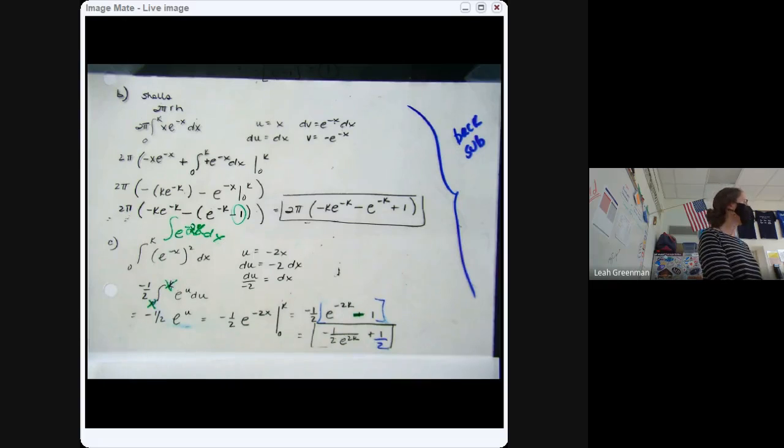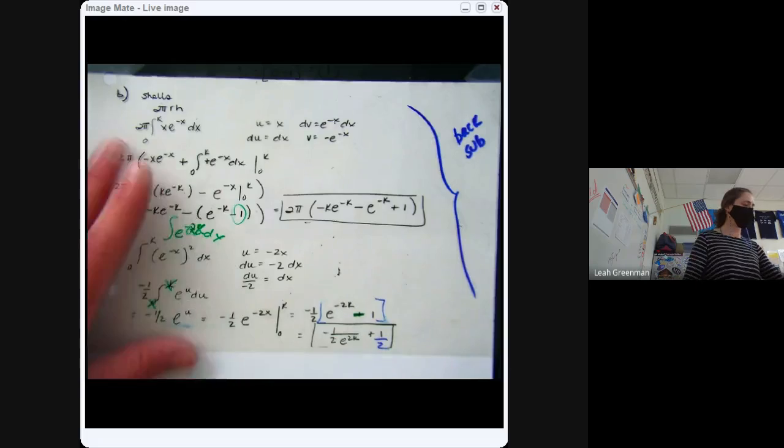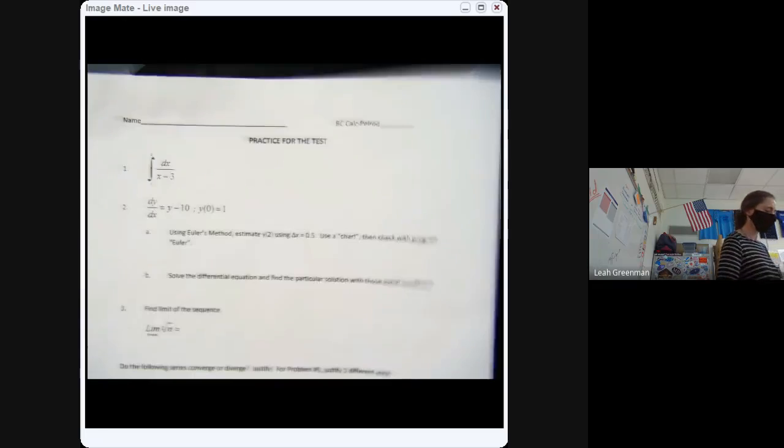Anything left there, you guys? All right, so a little bit left over from yesterday, Unit 8, Day 7. All right, so today's plan. Take a look at this guy.